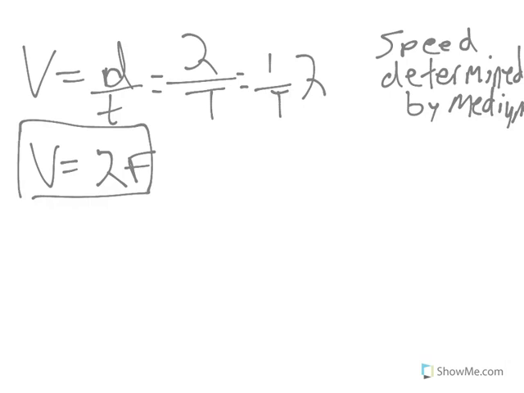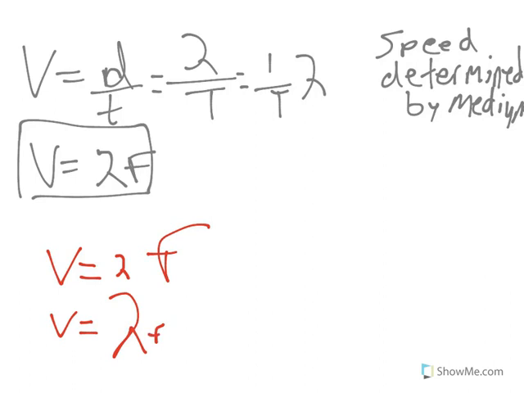What this means is that if the medium stays the same and you change the frequency, you have to change the wavelength. So if the frequency goes up, the wavelength has to go down, and if the velocity stays the same and the wavelength goes up, then the frequency has to go down.